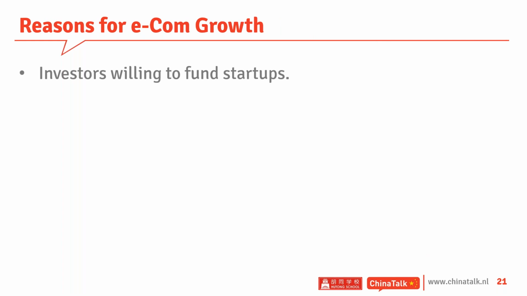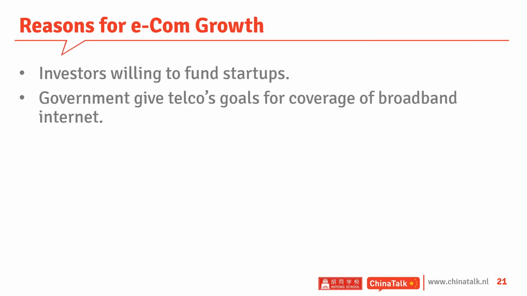With all of the new internet companies that have appeared in China over the past 20 years, there were a lot of investors with capital that were very willing to fund these new startups. And that's still happening with a lot of more recent startups that have appeared in the Chinese market. Also, the government has told the telecommunication companies like China Mobile and China Unicom that they needed to speed up the implementation of broadband, but also the coverage of mobile internet. And since these telecom companies are basically state-owned companies, they have to follow the orders of the government and the targets that they've been given.